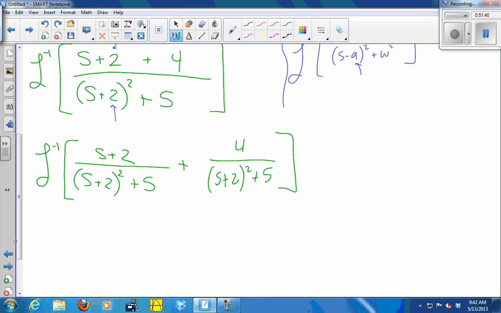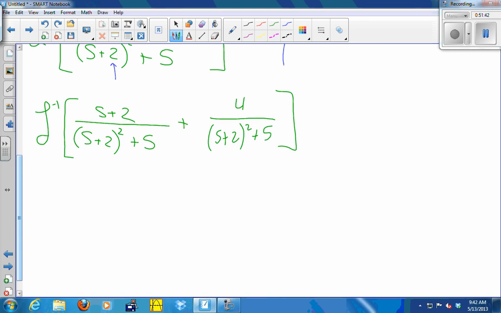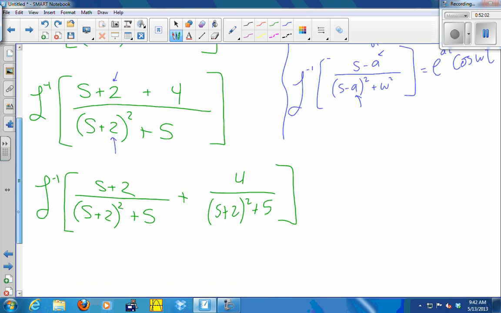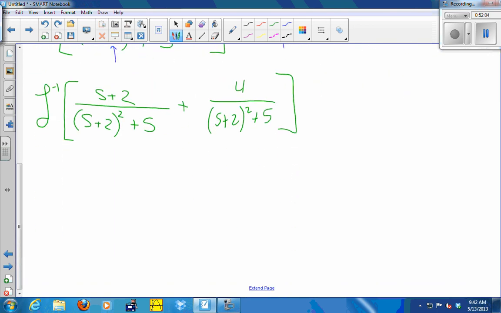Okay, so this first term in my inverse Laplace, now I can do that one. That one looks perfect, just like something in the table. This would be e to the negative 2t cosine root 5t. So a is negative 2 and omega is square root 5. Okay, so that we did. So this is e to the negative 2t cosine square root 5t.